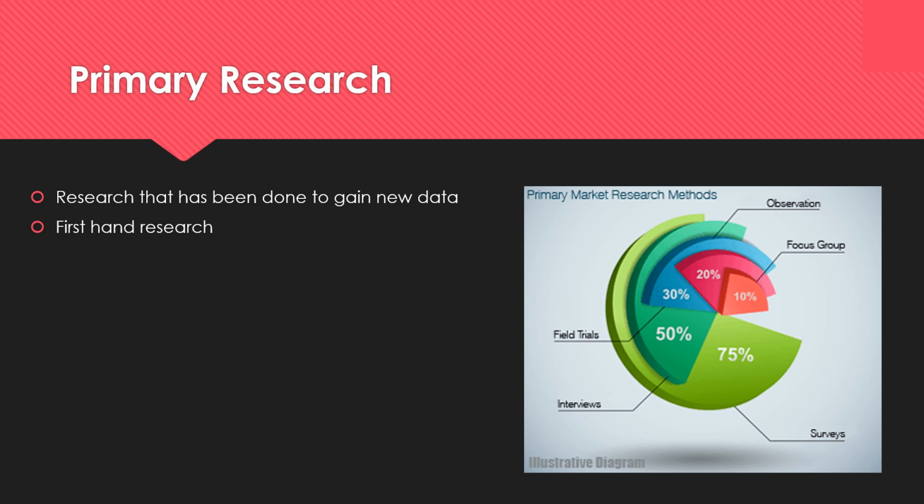Primary research is something that has been done first hand. It's something that you've done for the first time to gain new data. So anything that you are doing yourself that has not been done before, that you are doing to gather some new information.